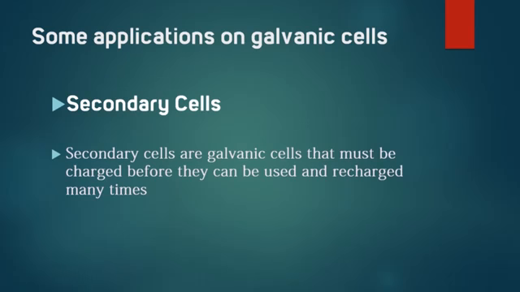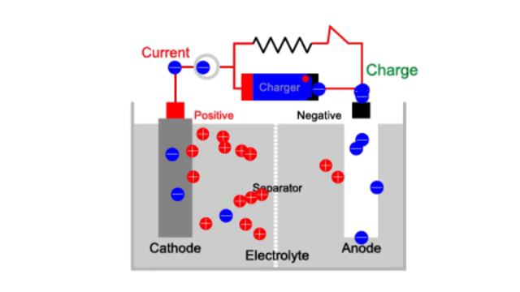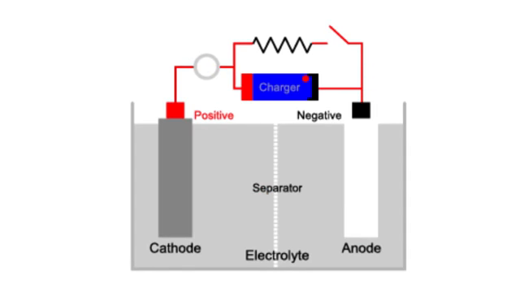In the charging process, the spontaneous feasible reaction that produces electrical energy is reversed. In other words, the charging process needs an outside source EMF to occur. Here is a simple animation that shows a typical secondary cell.